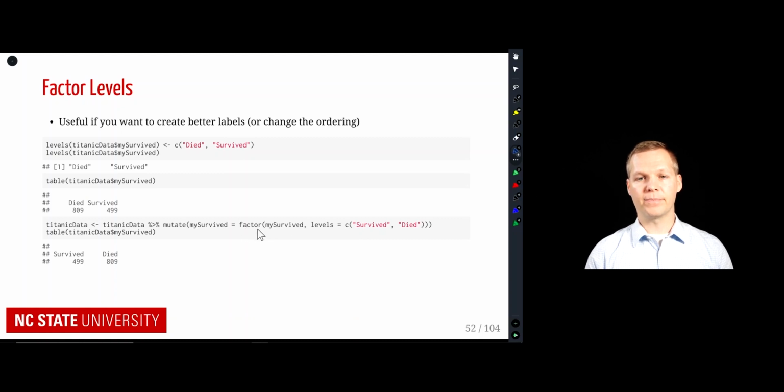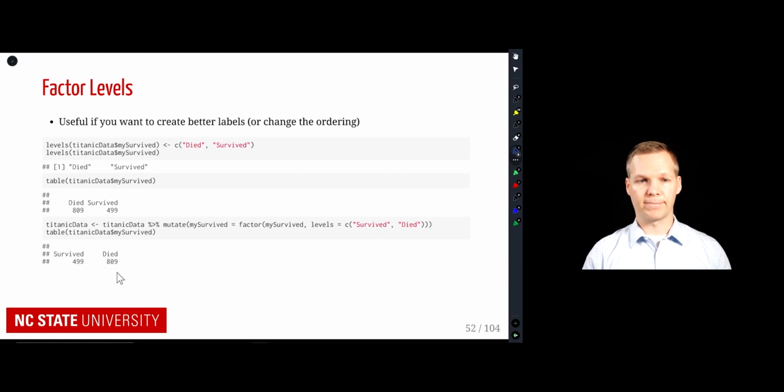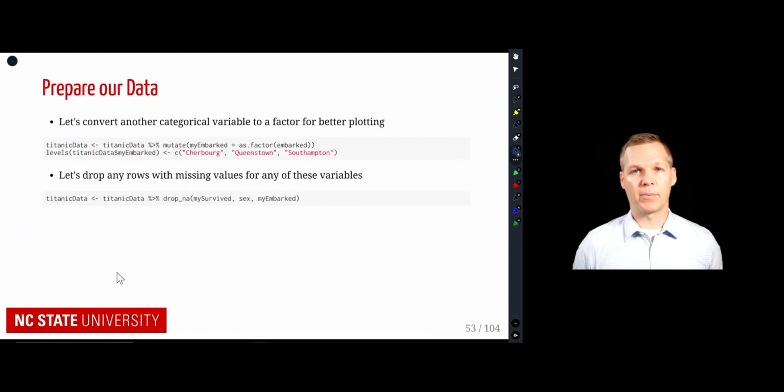So here I'm going to say factor, mySurvived, and then the levels are going to be survived and died. So I'm going to specify those myself rather than let R assign them as 0 and 1. And what this does is allow me to then have these in a different order. So survived comes before died in this particular case. Okay, so that's the little discussion we needed to have about factors.